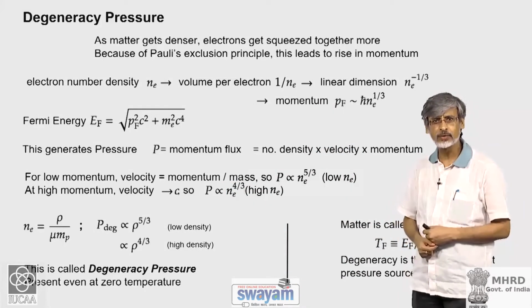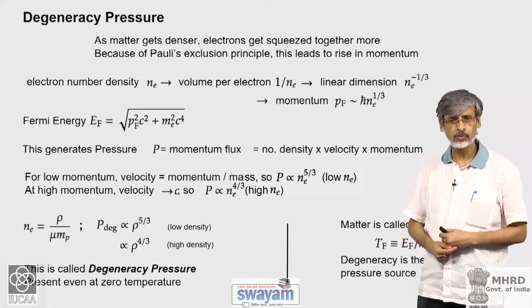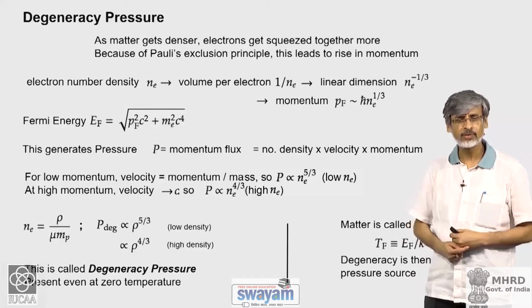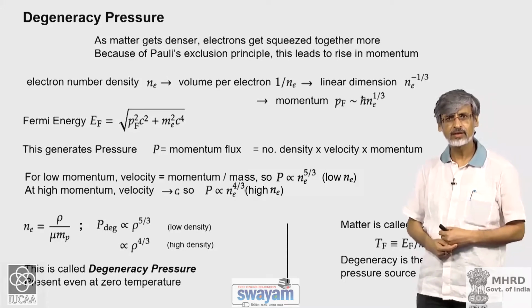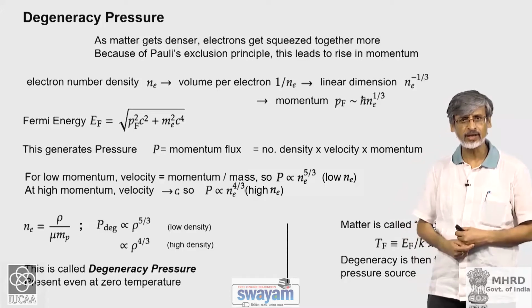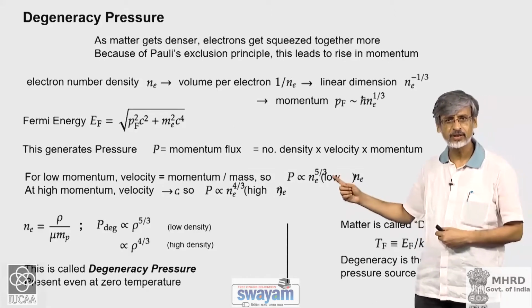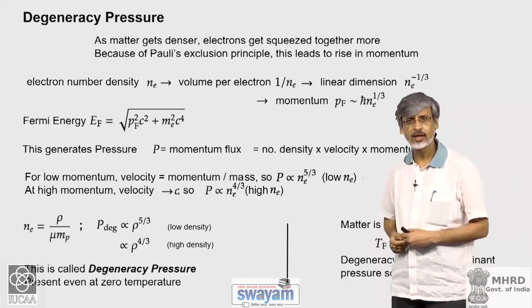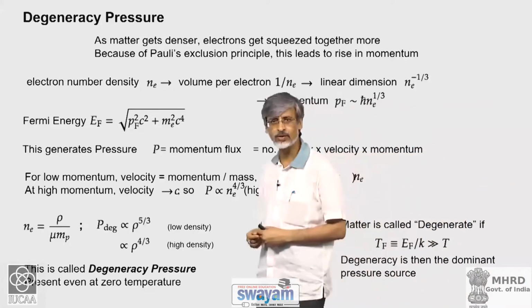So, now if you try to do this product, you have number density n e, velocity proportional to p f, momentum proportional to p f. So, you have n e times p f squared, so your pressure is proportional to n e times p f squared, and p f being proportional to n e to the power of 1/3, this whole product works out to be proportional to n e to the power of 5/3, and this is for low values of p f. So, that is low values of n e.